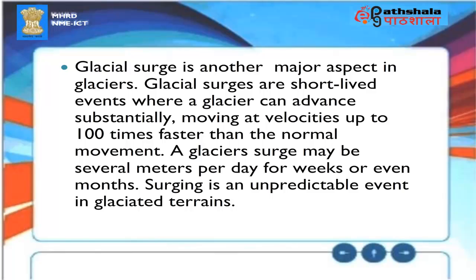Glacial surge is another major aspect in glaciers. Glacial surges are short-lived events where a glacier can advance substantially, moving at velocities up to 100 times faster than the normal movement. A glacier surge may be several meters per day for weeks or even months. Surging is an unpredictable event in glaciated terrains.